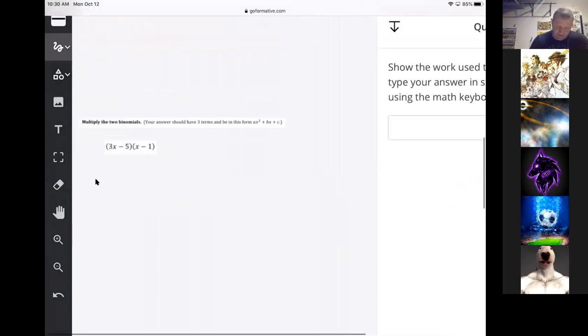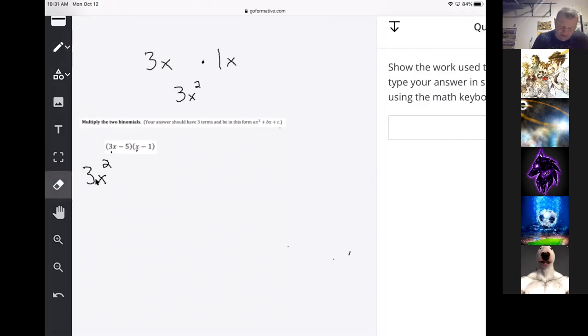FOIL. What do you get when you multiply the first? So it is just a big distributive property. What's that times that? It is just like going 3x times x. Three x squared, right? Because if I'm going 3x times x, I like to think, okay, I go 3 times 1, I get 3. I go x times x, I get x squared. All right, what's next in FOIL? The outer?